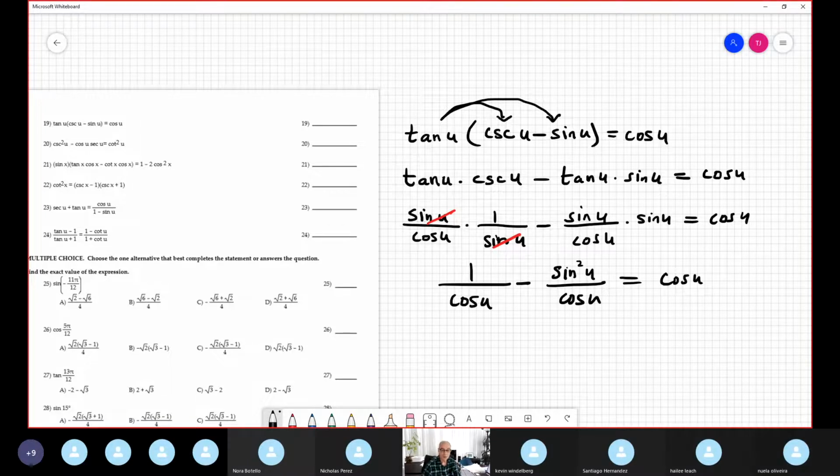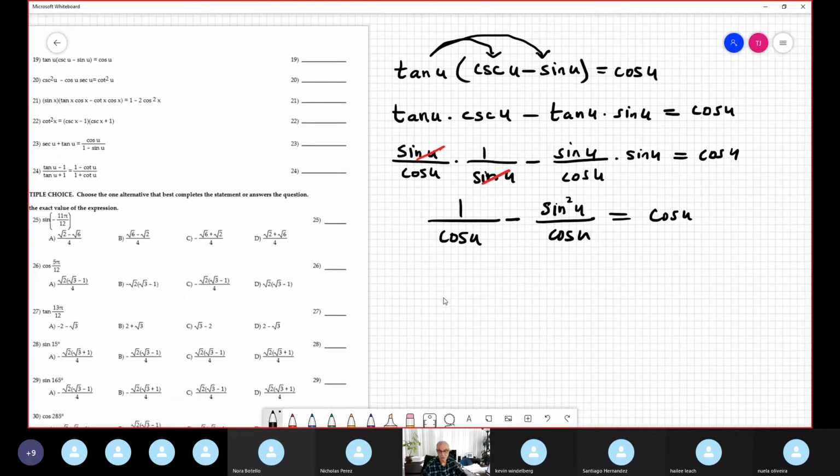Yes. Now why not? There is no reason to have two fractions separately. By the way, I have the same trigonometric function, the same denominator. So now I join, put together, cosine u over the common denominator, 1 minus sine square u, equal cosine u.